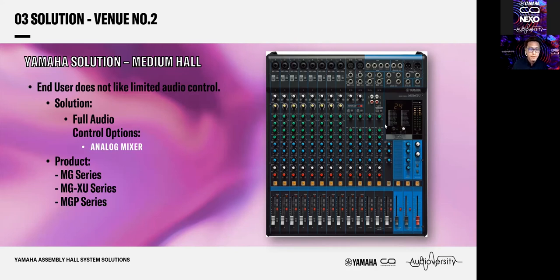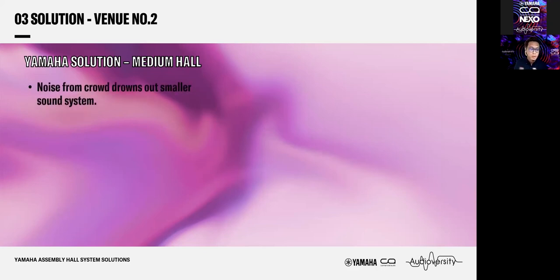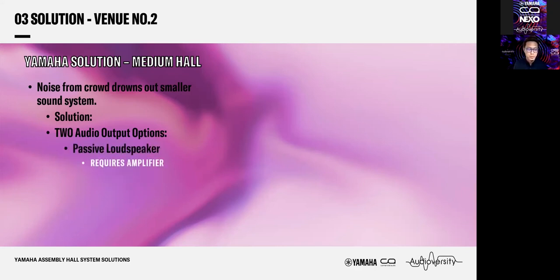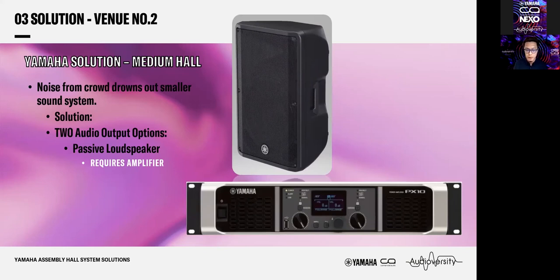The next problem we have is the noise from the crowd that drowns out the sound with a smaller system like the one in the previous venue number one, which is a small hall. The solution to it, basically there are two loudspeaker solutions. One requires an amplifier, using passive loudspeakers. Over here we have one of our loudspeakers, the CBR series, powered by the PX series amplifier. And also for those people who prefer to have the amplifier built in, they do not want to have amplifier racks at their rack area.